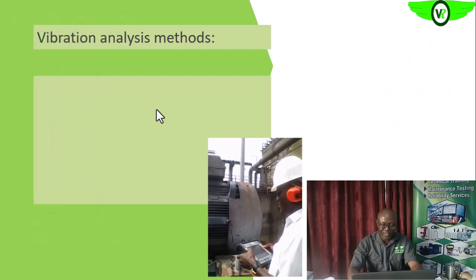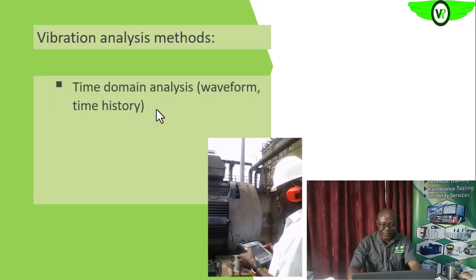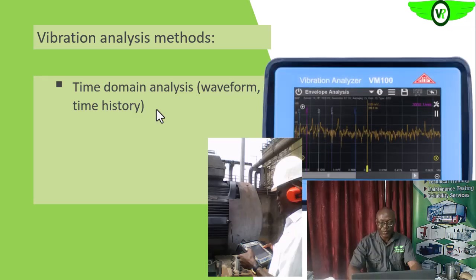Then after collecting the data, the next stage would be to analyze the information. So the time domain analysis, which is the waveform that we discussed before, or you can trend the information by collecting the overall vibration data. As you trend the information, you will be seeing the trend as it is changing. Or if you are using an analyzer, you can also go into the time domain, which will give us the waveform, as you can see on the analyzer.